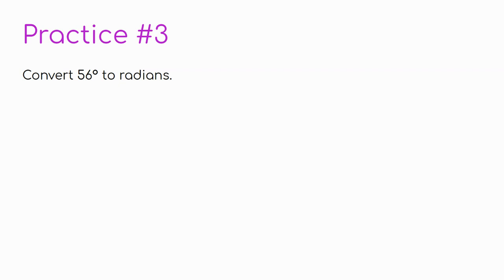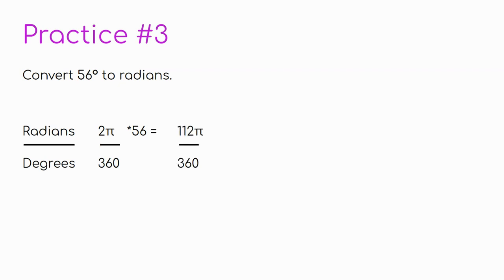All right, practice number 3, convert 56 degrees to radians. Pause the video, figure it out. All right, what you want goes on top. We want radians. Radians over degrees. 2 pi over 360. Multiply by your angle times 56. Multiply straight across. 2 pi times 56. 2 times 56 is 112 pi over 360.